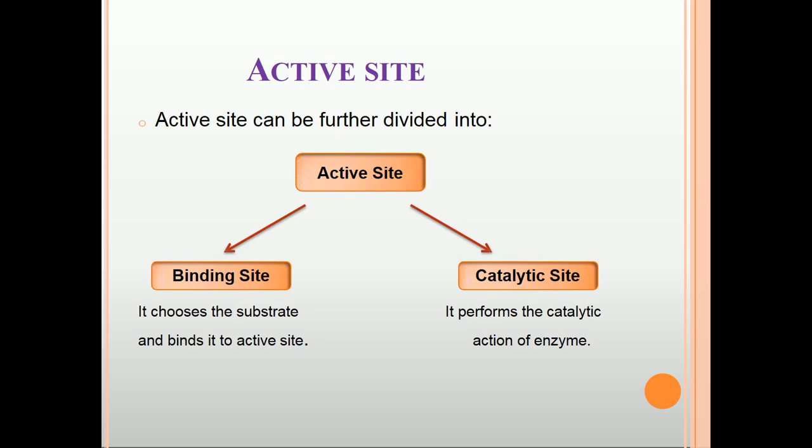Look at here, this is the active site. The active site can be further divided into two: one is the binding site, the second one is the catalytic site. The binding site chooses the substrate and binds it to the active site, while the catalytic site performs the catalytic action of the enzyme, that is, how enzymes perform their catalytic activity and speed up the chemical reaction. So there are some particular active sites, and with these the enzymes act on what is called the substrate.